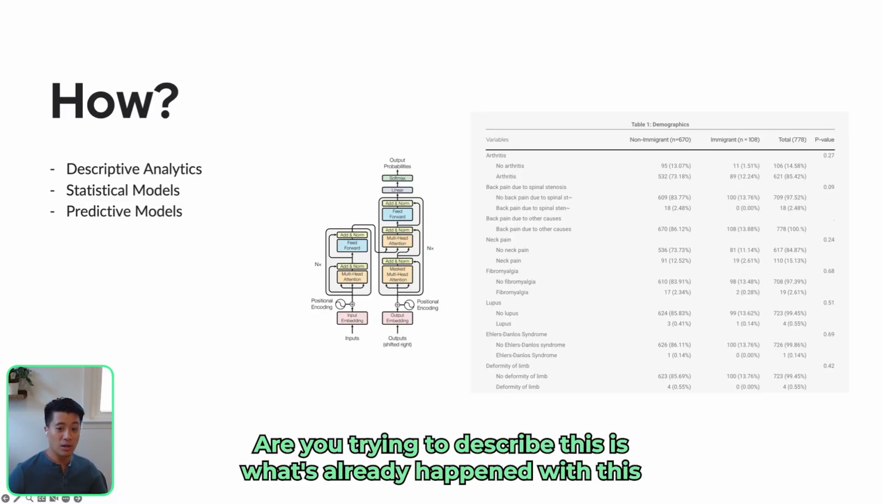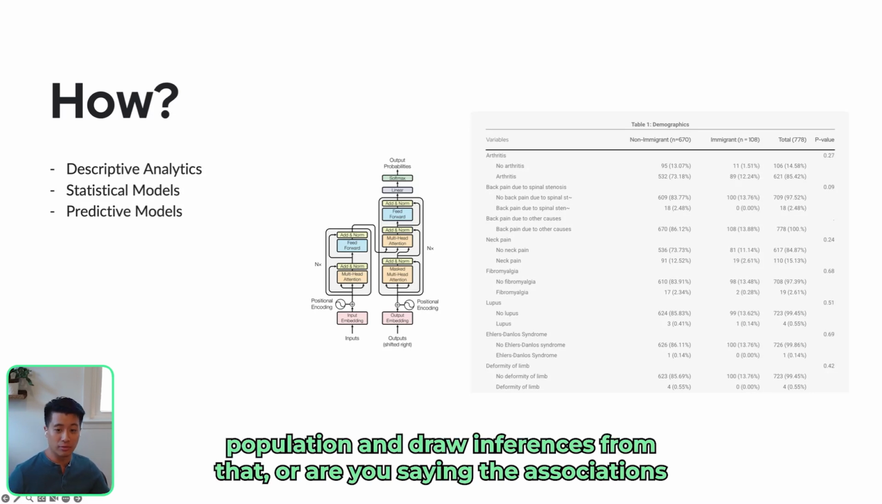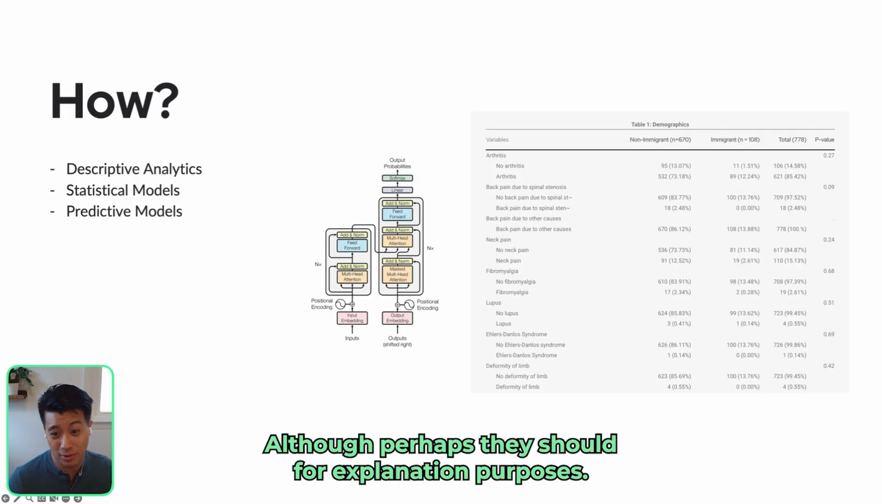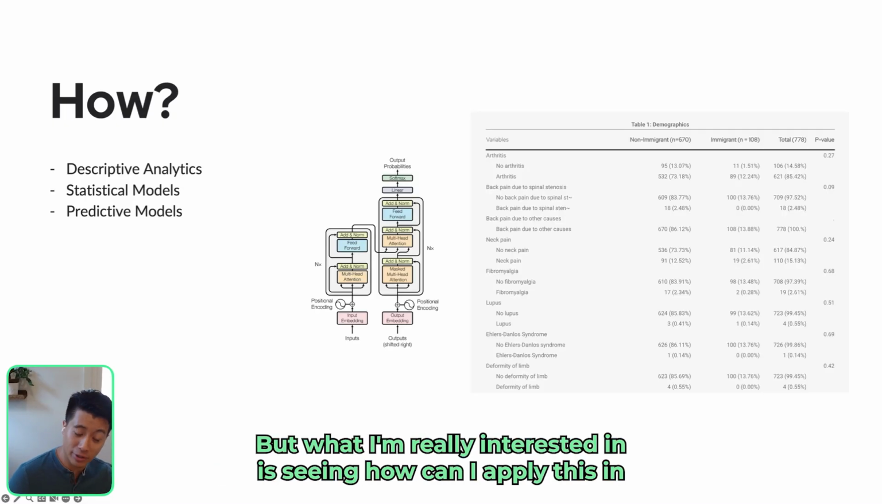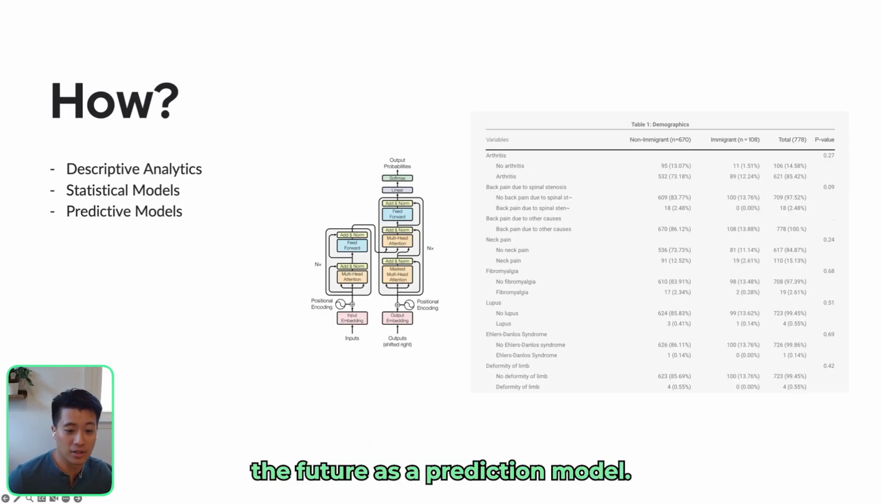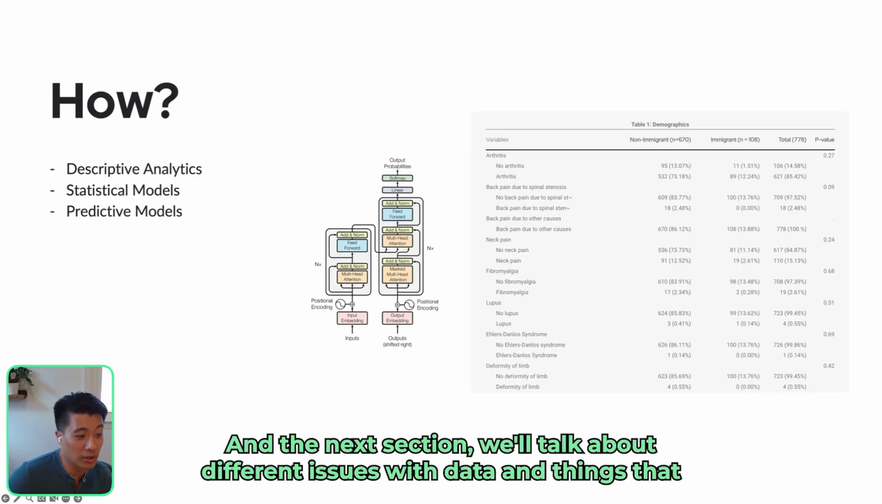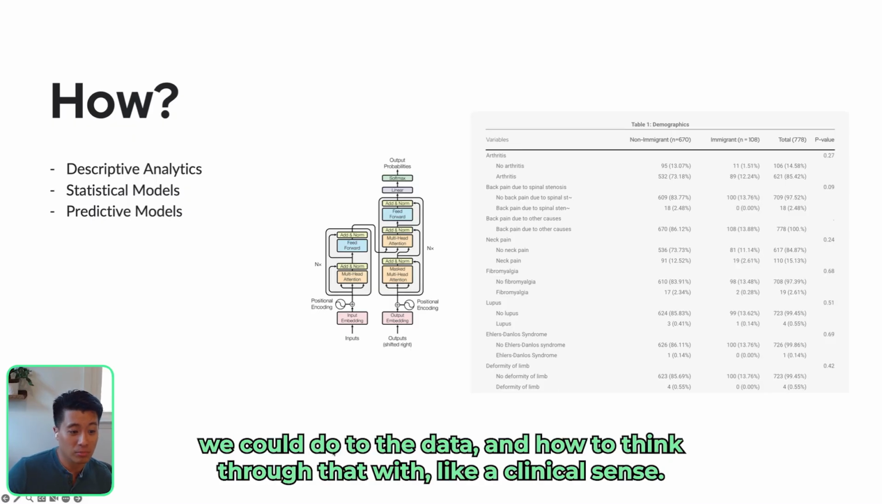Are you trying to describe what's already happened with this population and draw inferences from that? Or are you saying the associations don't really matter too much to me, although perhaps they should for explanation purposes, but what I'm really interested in is seeing how I can apply this in the future as a prediction model. So those are some ways that we can go about using the data. And in the next section we'll talk about different issues with data and things that we could do to the data, and how to think through that with a clinical sense.